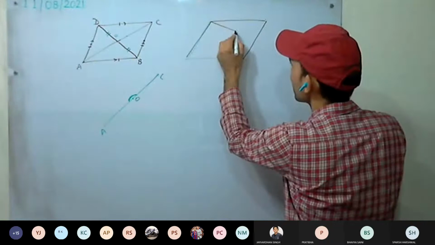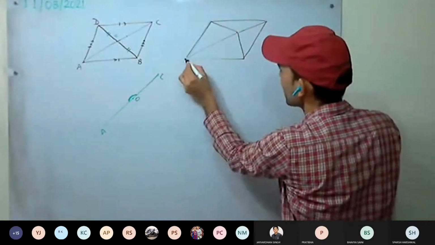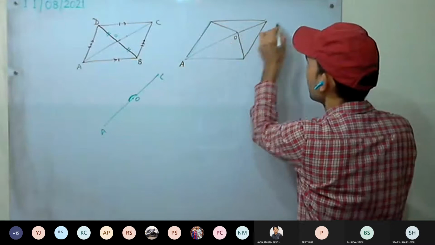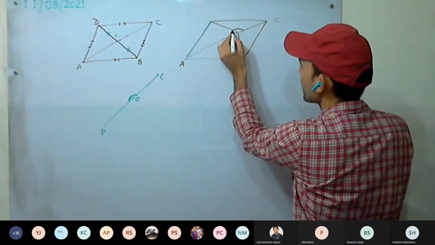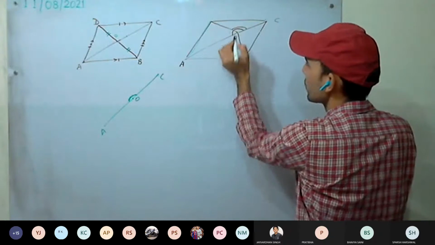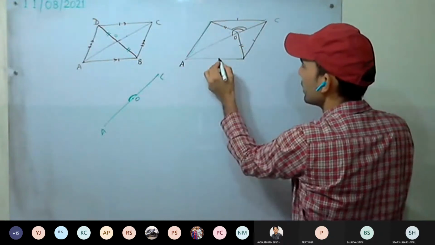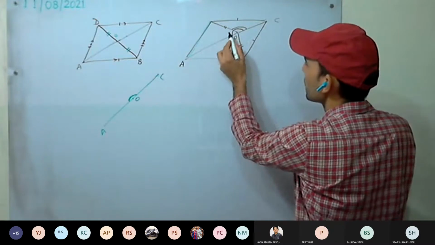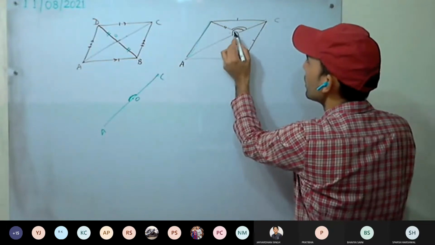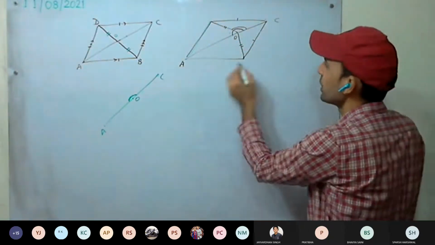AO point we have taken here. Okay, like this. And this will be AOC. It means we have to prove these two angles, that is, this plus this is 180. This is given. It means we have to prove these two angles, this plus this is 180 degrees. This we have to prove.